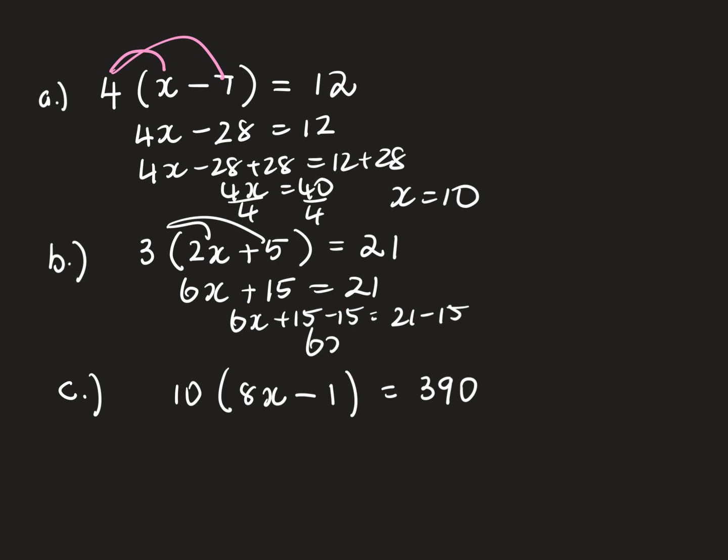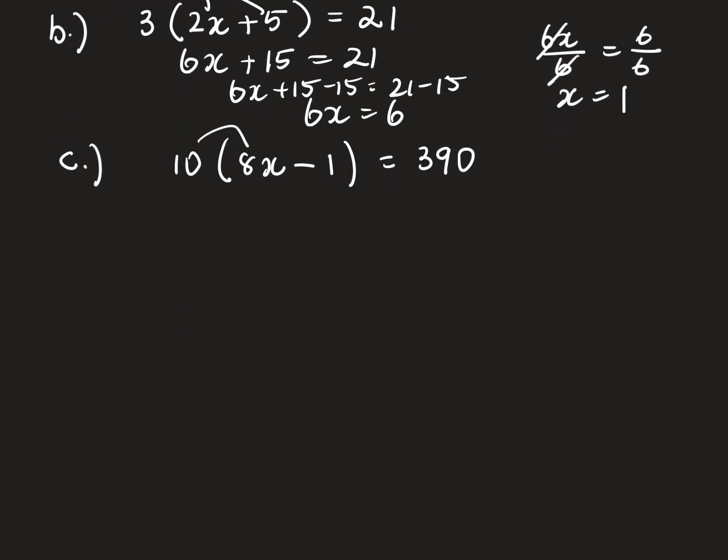Don't think I'm going to have enough space here. 6x is 6. 6x divided by 6 equals 6 divided by 6. X is going to be 6 divided by 6, x equals 1. Final one. Expand the brackets. 10 times 8x is 80x, minus 10 equals 390.